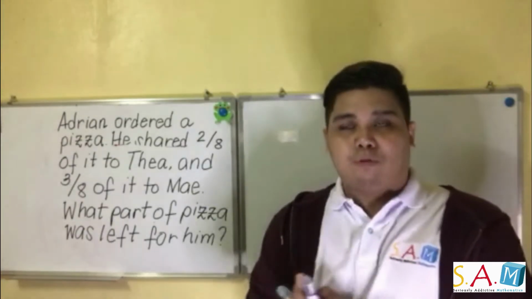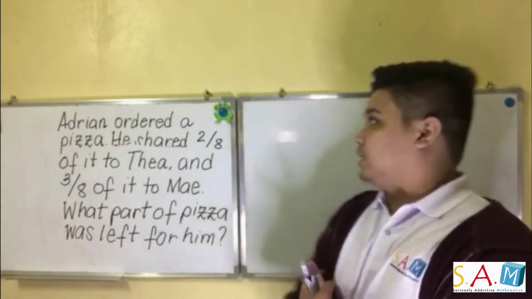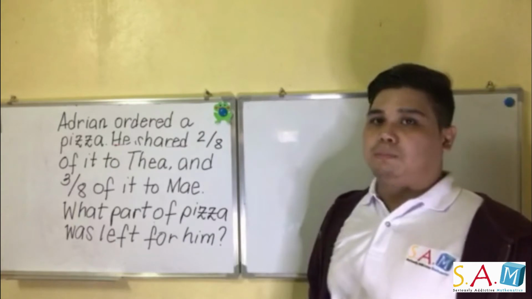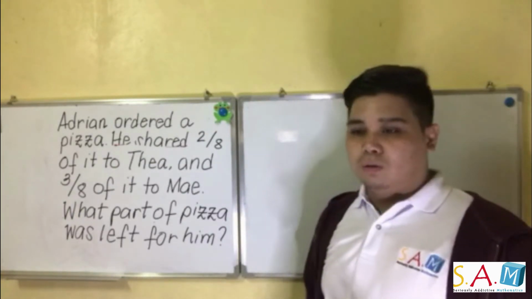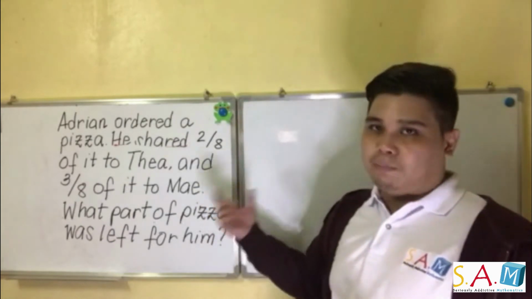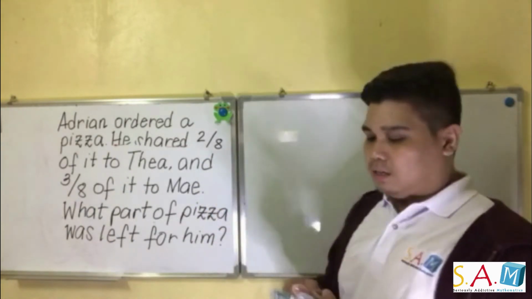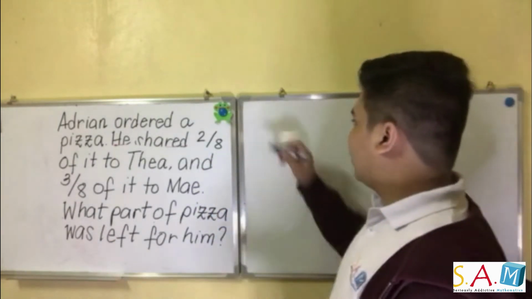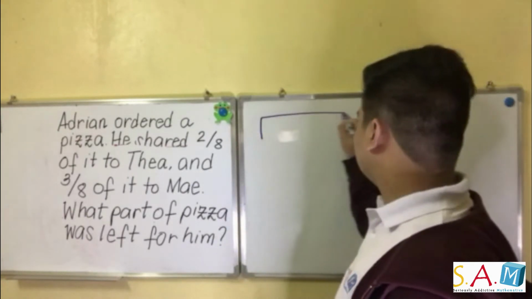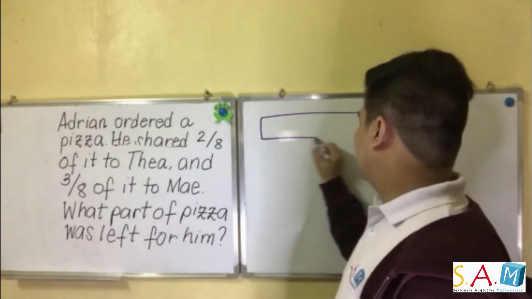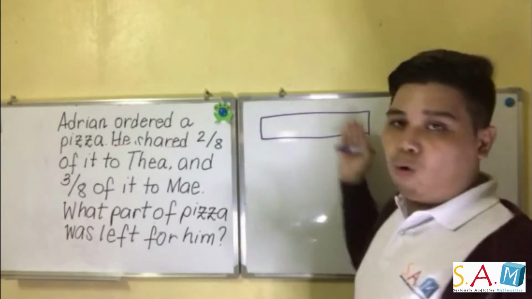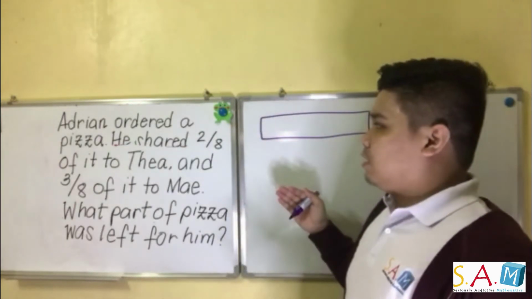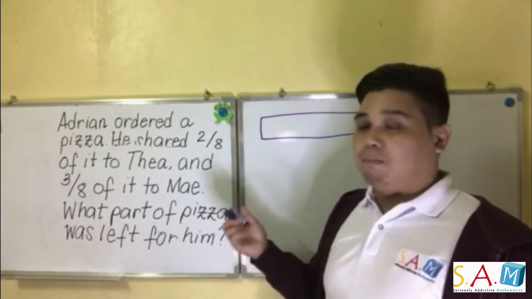So for the next step, we're going to use the pictorial method. So how are we going to solve this problem using the pictorial method? I'm going to show the problem or the pizza using a bar model. So if I have one bar, this will be the whole pizza. Okay? So this is one whole pizza.